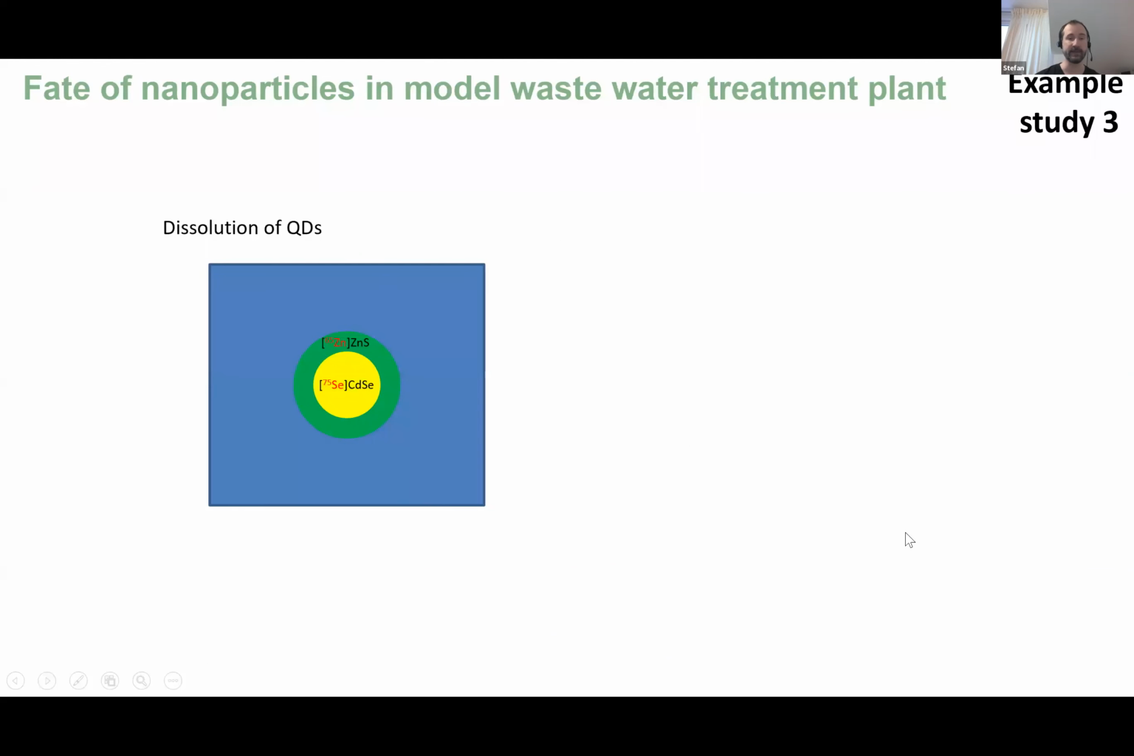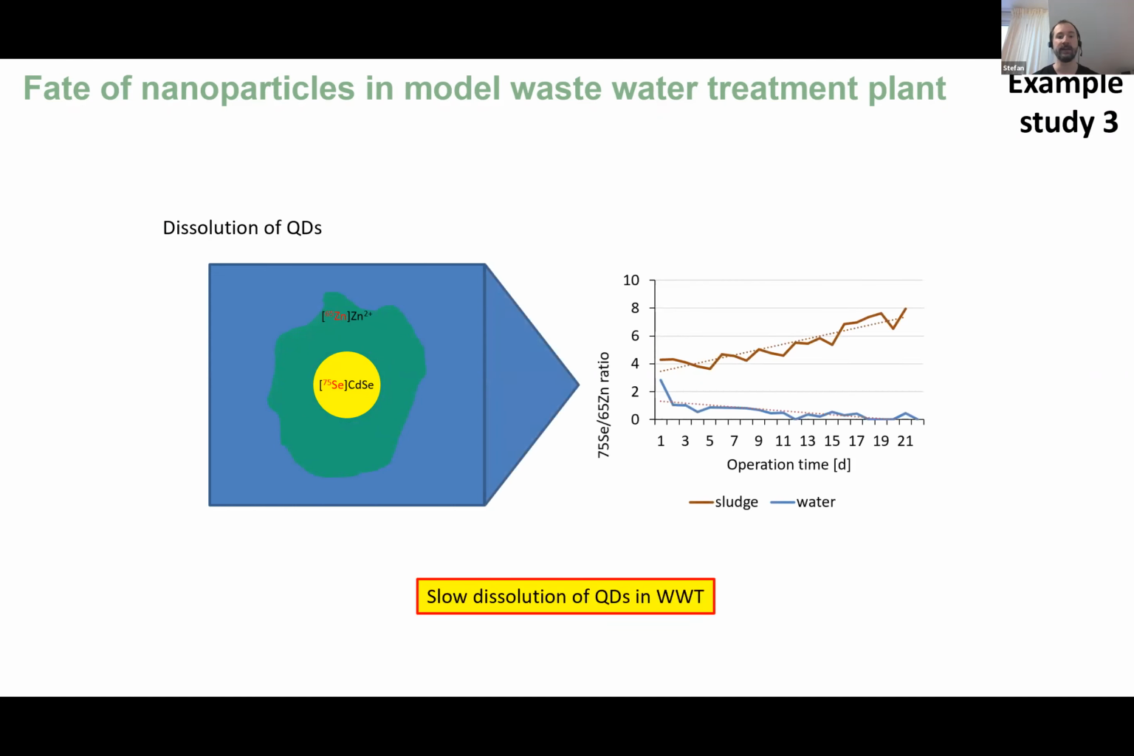As I showed you, we did a dual labeling for these quantum dots that gave us a bit more information. It's once again one of these dissolution mechanisms. What you can see here is the selenium 75 to zinc 65 ratio. In the sludge, it grows with time, while in the water, it decreases. So from this, we can figure that there is a slow dissolution of these quantum dots in the wastewater treatment plant.